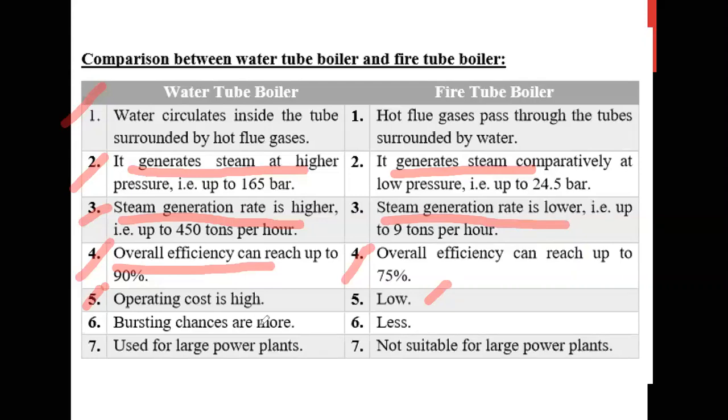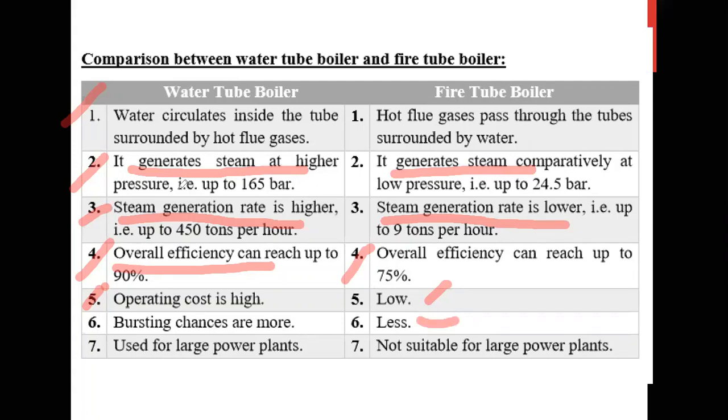The bursting chances are more. That means that as the water tube boiler is full of hot flue gas, there is a huge amount of temperature and heat available. So the chance of bursting or exploding is much more in the water tube boiler, but it is less in the fire tube boiler.